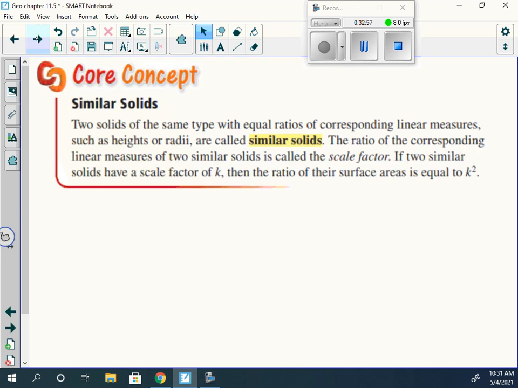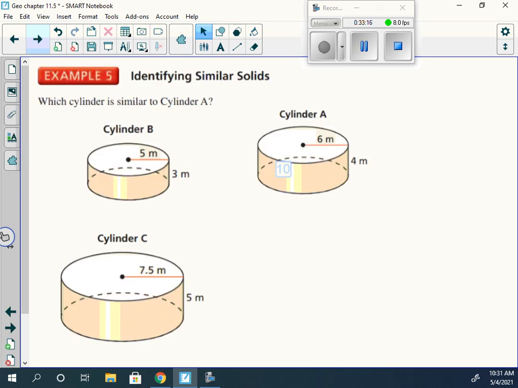Similar solids. Now, we talked about similar triangles in previous chapters where their scales are the same, because if they're similar, it just means that we're making them bigger or smaller. We're scaling them. So similar solids will have a similar scale factor. The sides are going to be scaled proportionately. So if we look at this here, we're comparing them to cylinder A. The height and the radius, their proportions should be the same as one of these others if they are going to be similar to each other.